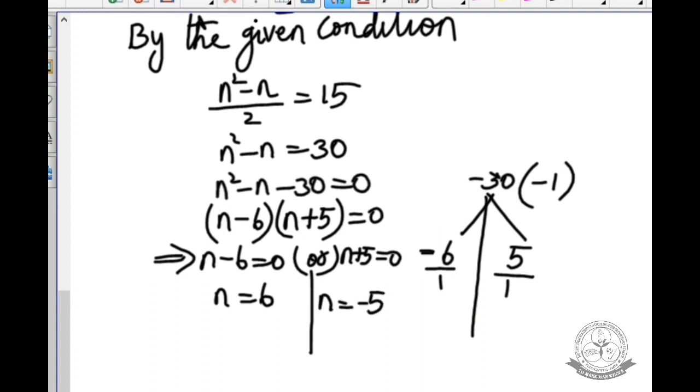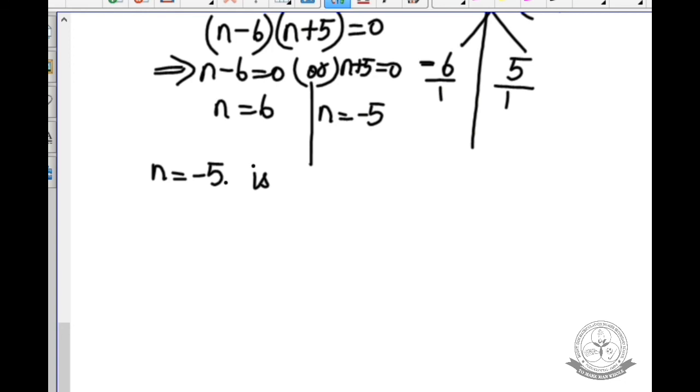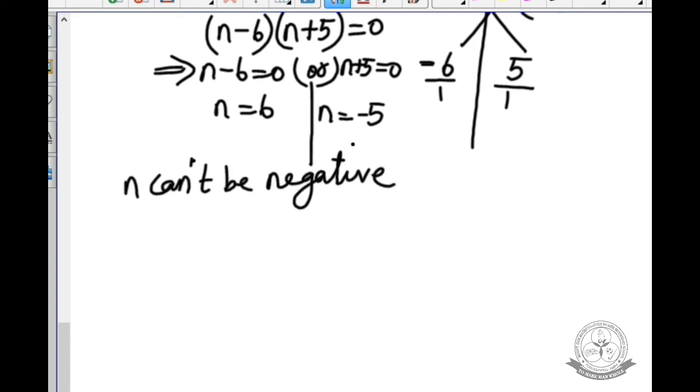But number of teams cannot be negative. So n equal to minus 5 is not possible, n cannot be negative. Therefore n equal to 6. Here they ask how many teams. So the answer: number of teams equal to 6.